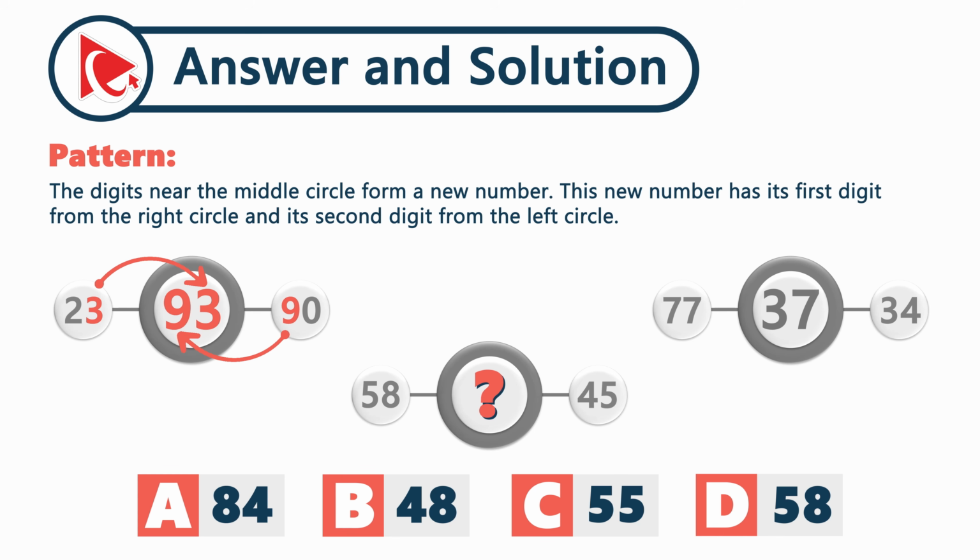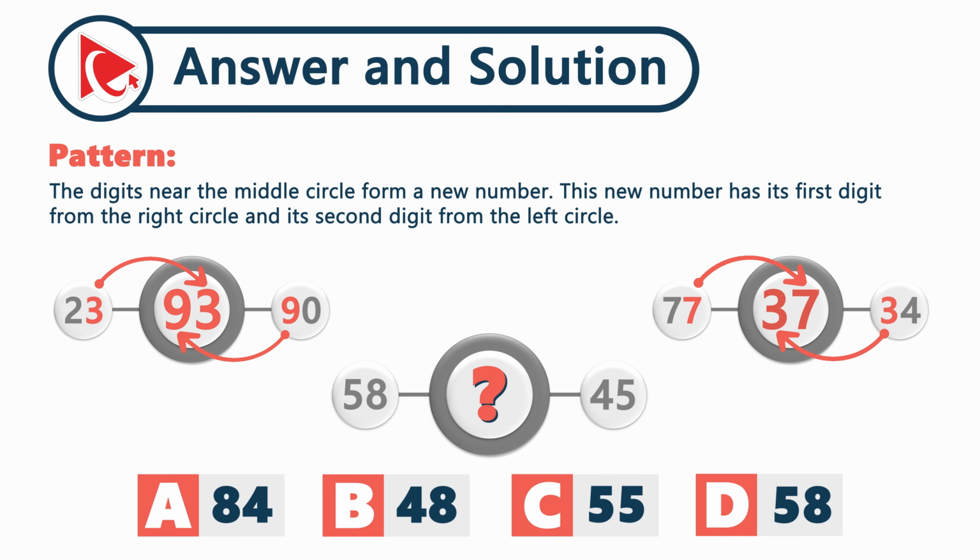Let's look at the second shape to confirm the pattern. The number in the middle is 37. 3 comes from the right circle, and 7 comes from the left circle. Well, guess what time it is? It's the magic time, the moment of truth you have been waiting for to get to the final answer. The third shape, which is missing the number in the middle, is formed by using 2 digits, digit 4 from the right and digit 8 from the left. So the correct answer here is choice B, 48.